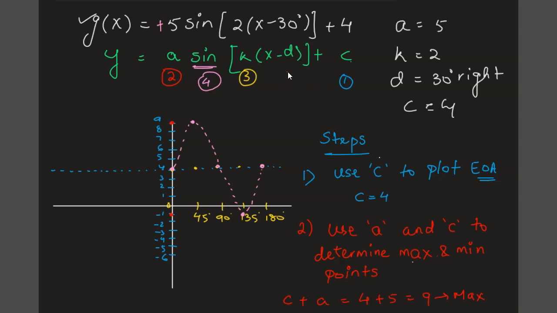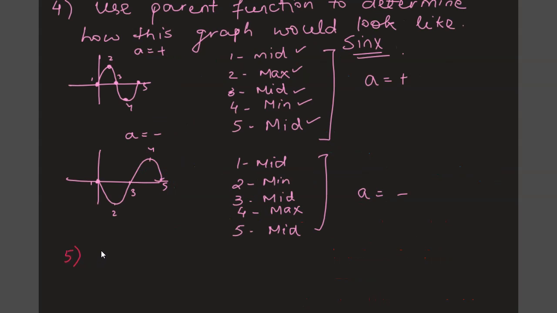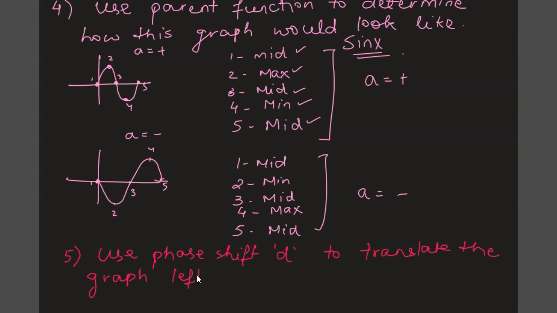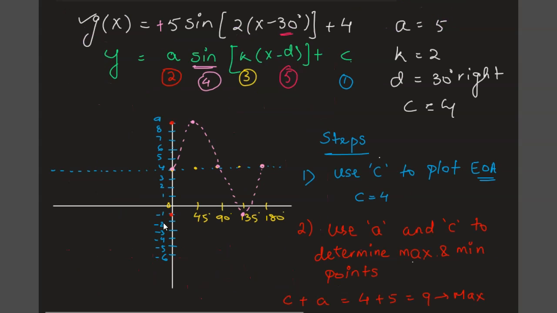Now here, since there is a phase shift involved, the phase shift is your step number 5. And we see our phase shift is 30 degrees. So let's write this down under our steps. My step number 5 is: use phase shift to translate the graph left or right. In this particular example, our d is 30 degrees right. So we would use this to translate the graph. Let's see how this looks.